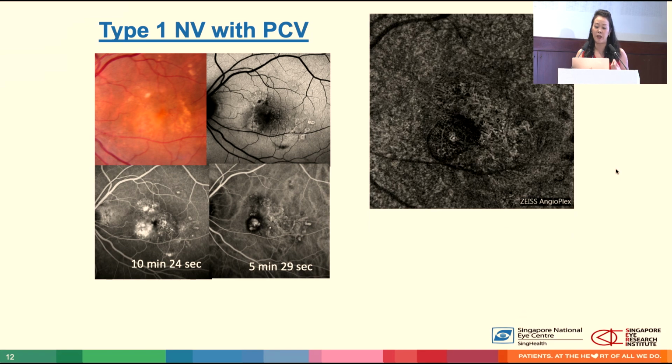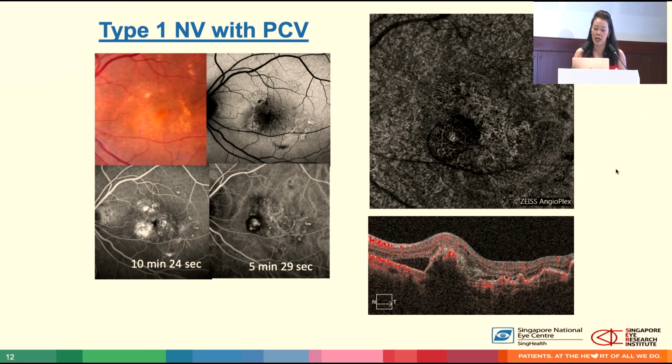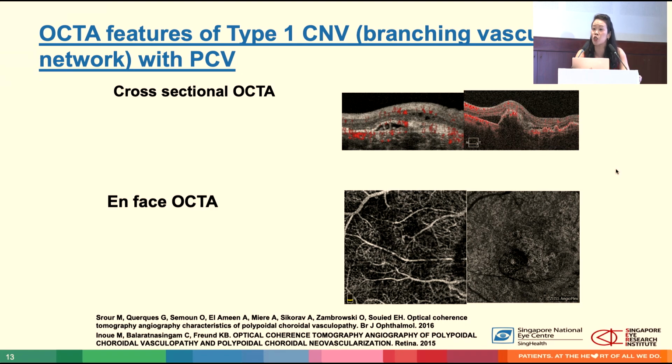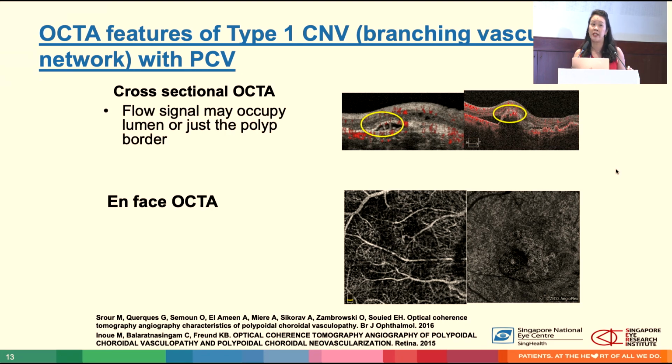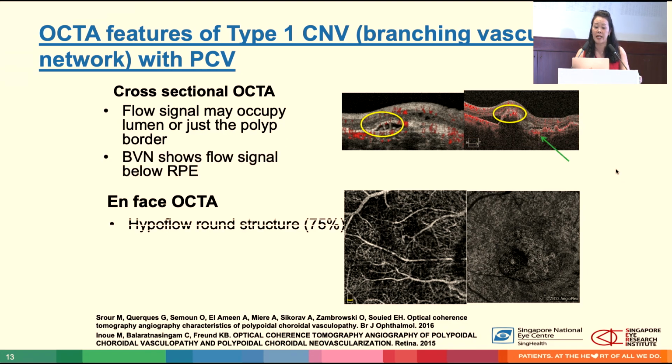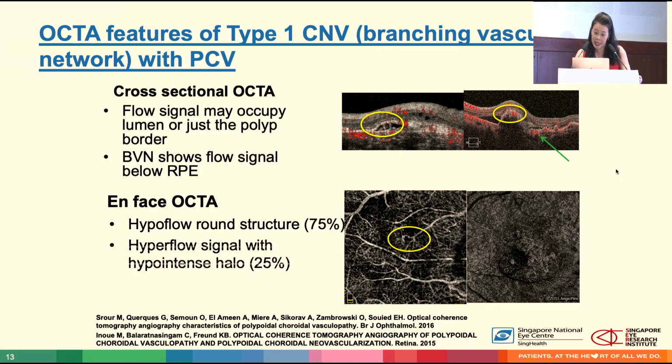Type 1 and PCV is also importantly seen here. You can see a peaked PED and a branching vascular network. The peaked PED is where the polypoidal lesion is, and the branching vascular network is next to it. We know that cross-sectional OCTA helps us to find the polypoidal lesion. However, en face OCTA can miss the polypoidal lesion in about 75%, and only in 25% do you get to see the hyperflow lesion. However, the BVN is often seen quite well.